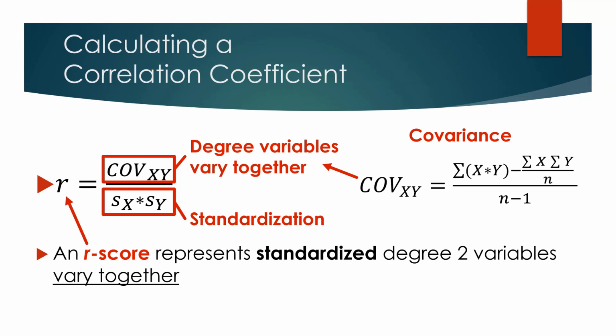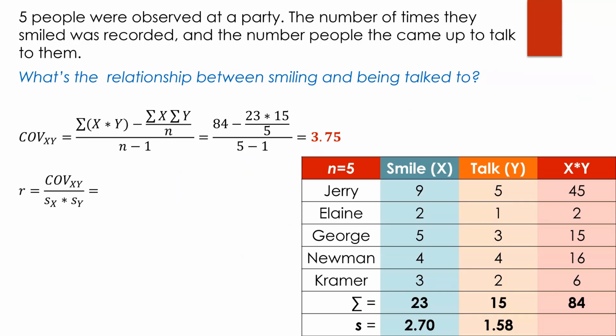So now we have to see how we can calculate covariance, so that then we can calculate our correlation coefficient. So let's say that we have this scenario here. Actually, let me back up and say this. Let's say that you are at a party, and because you're taking stats, you are just very attuned to statistical things in your environment these days. So you take notice of how many times people are smiling and how many people are coming up and talking to those individuals. So let's say that you choose to observe these 5 people here. You've got Jerry, Elaine, George, Newman, and Kramer.